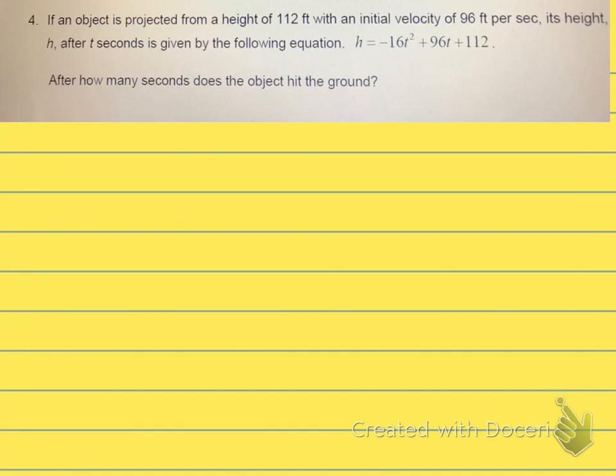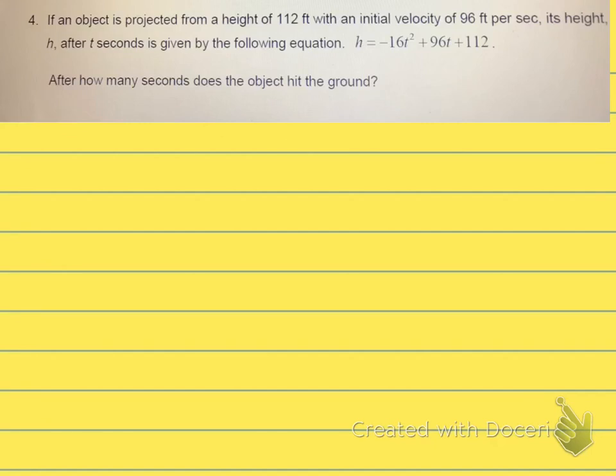If an object is projected from a height of 112 feet with an initial velocity of 96 feet per second, its height, h, after t seconds is given by this equation. Okay, now notice the things that they gave me. 112, it's in there. 96, it's in there. 16, they're using that for gravity. Okay, so we really don't need to plug anything in here.